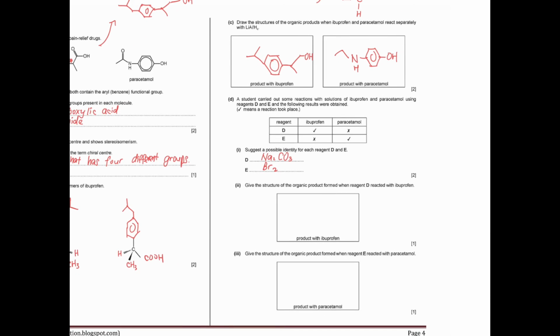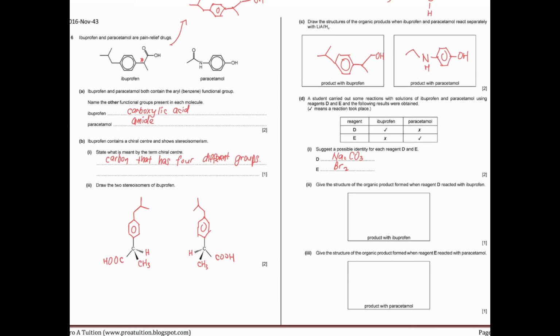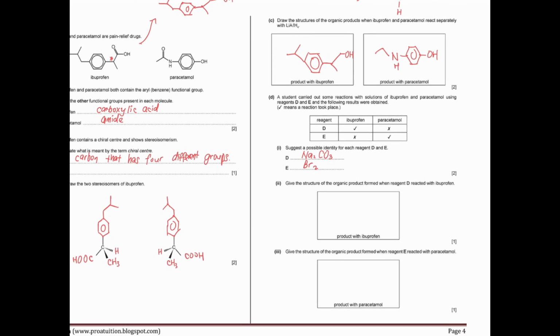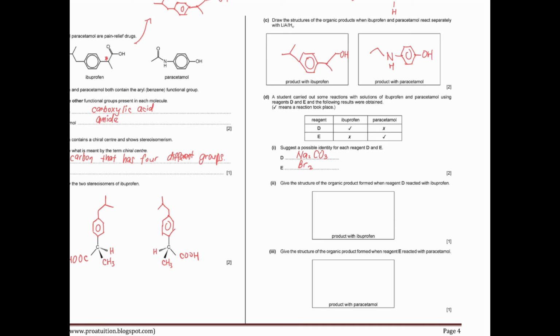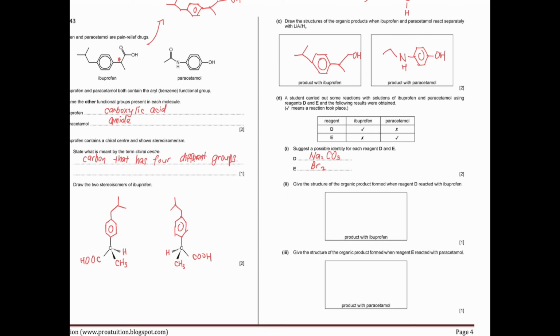Part 2. Give the structure of the organic product formed when reagent D reacts with ibuprofen. So we have to draw out the structure when carbonate reacts with the carboxylic acid. So they form a salt. So we have to draw out the salt actually. So this part has no change, it remains. Okay, the salt.